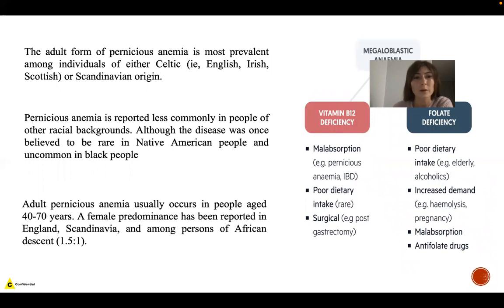The adult form of pernicious anemia is most prevalent among individuals of either Celtic or Scandinavian origin. Pernicious anemia is reported less commonly in people of other racial backgrounds. Also, the disease was once believed to be rare in Native American people and uncommon in Black people. Adult pernicious anemia usually occurs in people aged 40 to 70 years. A female predominance has been reported in England, Scandinavia, and among persons of African descent.